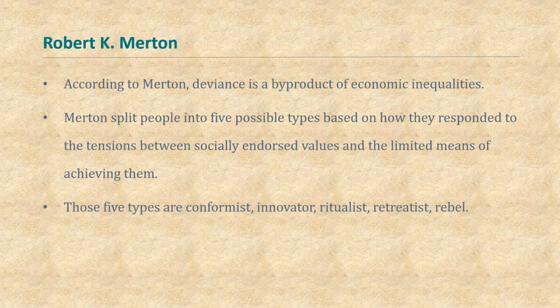Robert K. Merton saw deviance as a byproduct of economic inequalities. He split people into five possible types based on how they respond to tensions between socially endorsed values and the limited means of achieving them. The five types are conformist, innovator, ritualist, retreatist, and rebel.